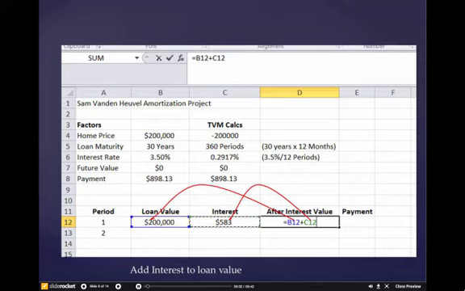The next cell is after interest value, and really it is exactly what it is. It's after you add the interest, what is the new loan value? So really all we're doing here is adding the loan value plus the interest value. You can see that our formula from before, when we multiplied our loan value by the interest rate, came out to $583. So when we add that to the $200,000, we're going to have $200,583. That will be your new value after that first period of interest being added to it.